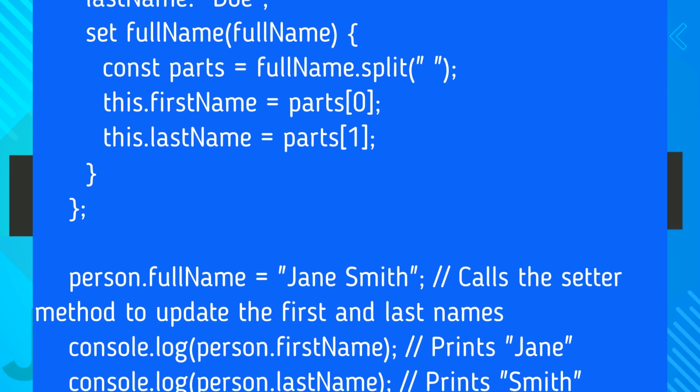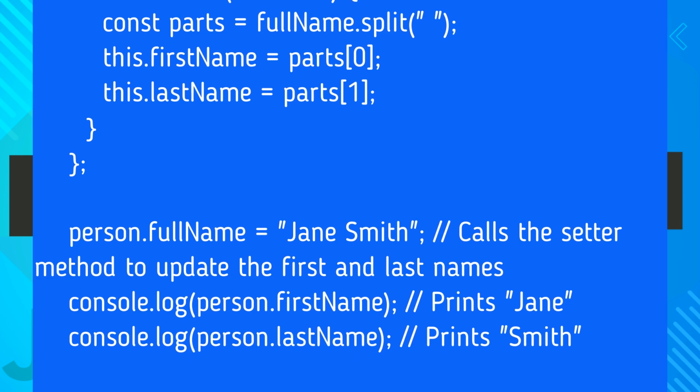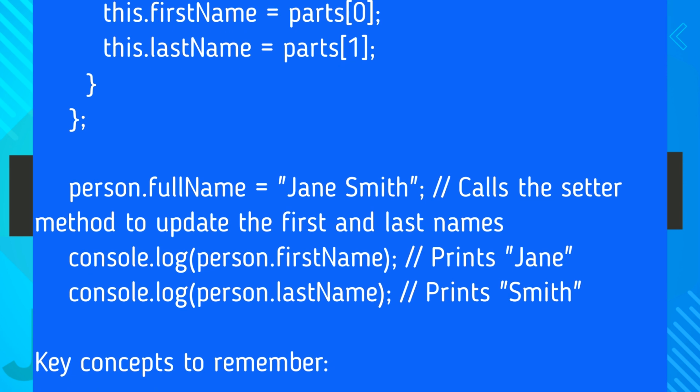console.log(person.firstName); prints Jane. console.log(person.lastName); prints Smith.